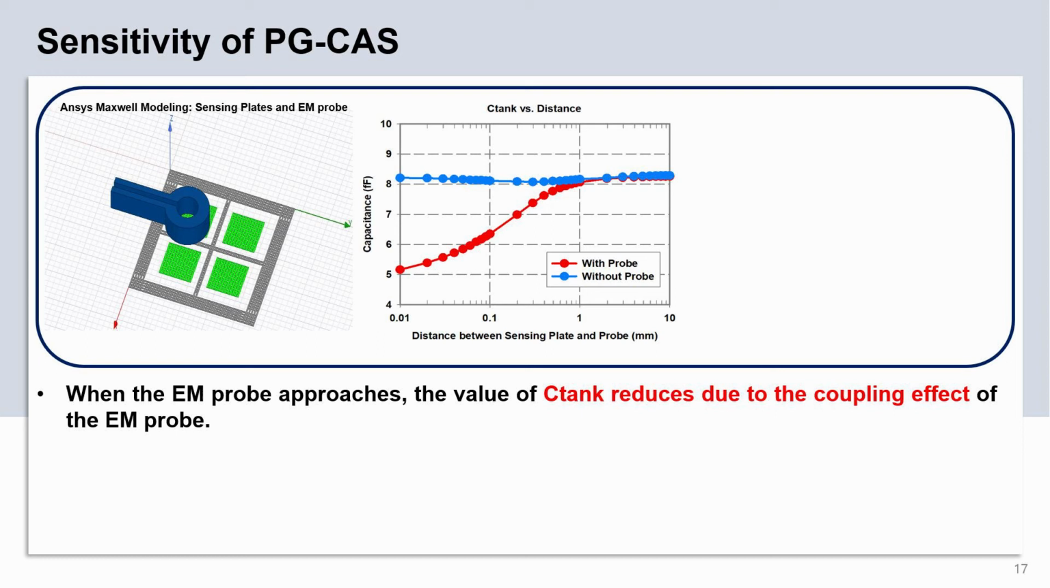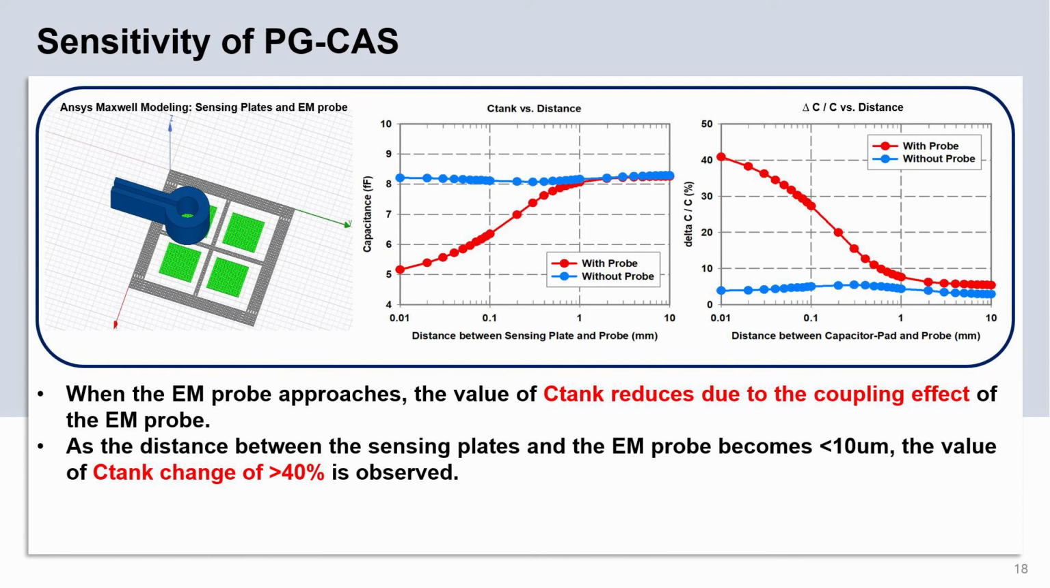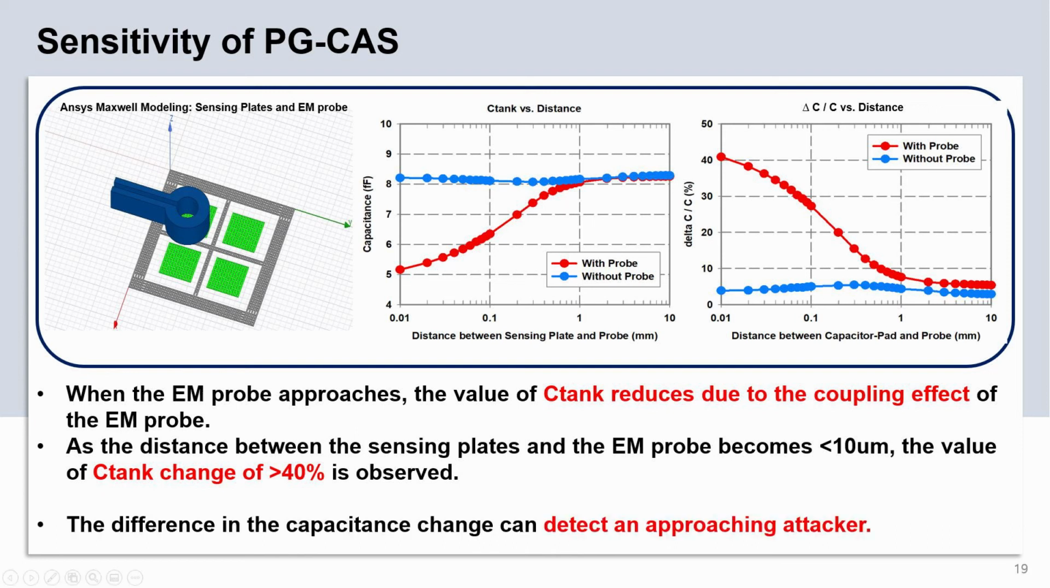When the EM probe approaches, C tank reduces due to the coupling effect of the EM probe. As the distance between the sensing plate and the EM probe becomes under 0.01 mm, a C tank change of over 40% is observed, while at the distance of 1 mm or lesser, the capacitance diverges by over 8% compared to the baseline. From the simulation result, the difference in the C tank capacitance changes can detect an approaching attacker.